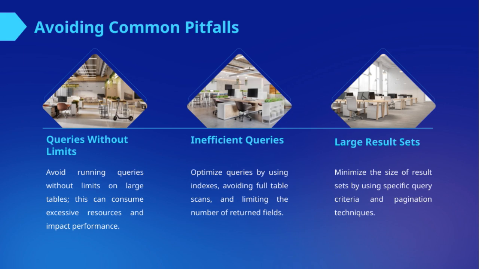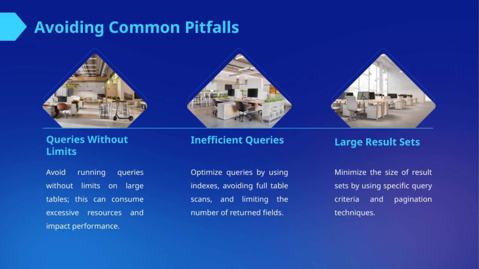Another key point is optimizing your queries. Inefficient queries, those that take too long or consume too many resources, are a big problem. To improve them, make sure you're using indexes properly. This helps the database find data faster instead of doing full table scans, which can be very slow. Also, limit the number of fields you return. Don't fetch more data than you actually need. This reduces the load on the server and speeds things up.